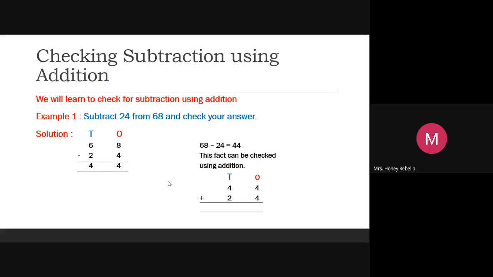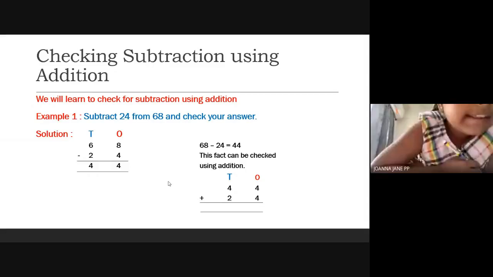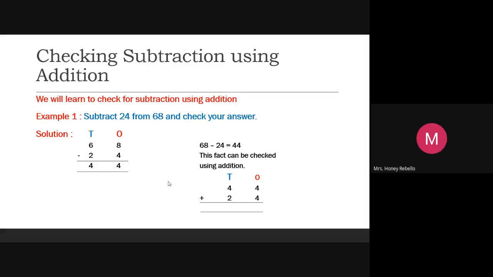Now, listen, Jane, always you must write the big number first. What is the big number there in that question? 24 or 68? 68. So you have to write 68 first. Then you must put the symbol, that is minus. So what is the next number?